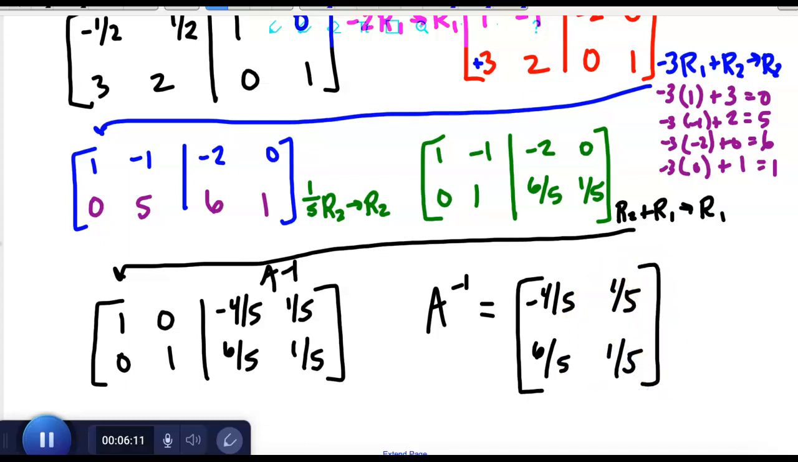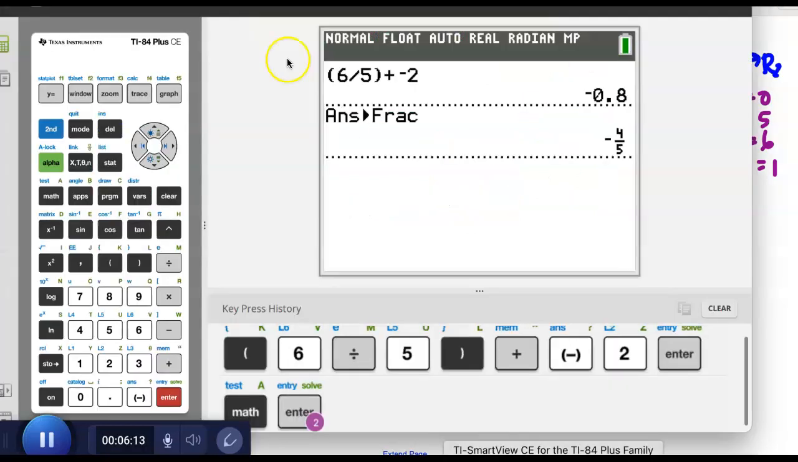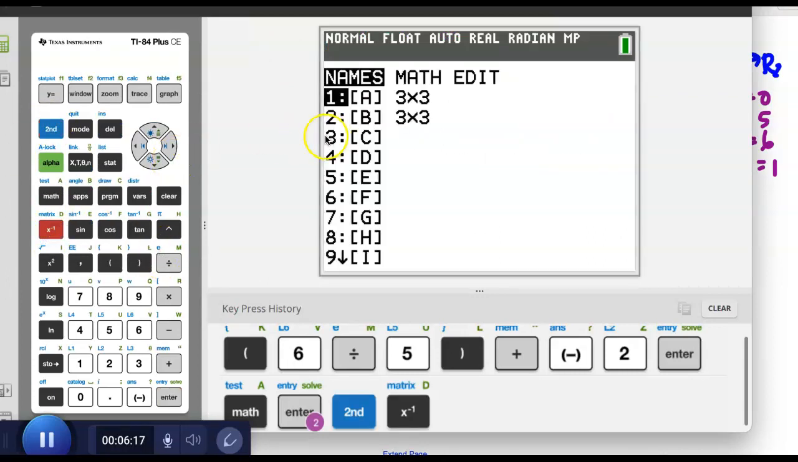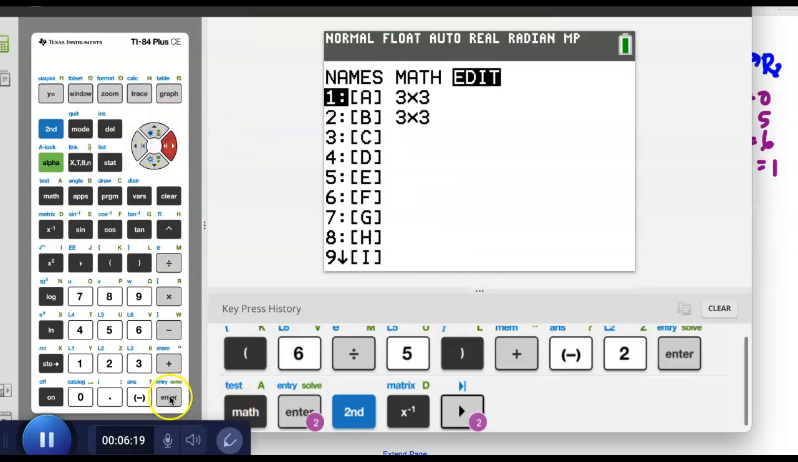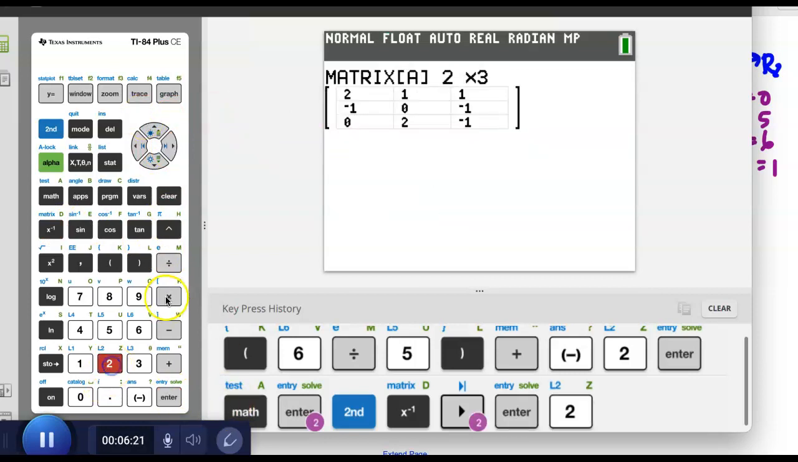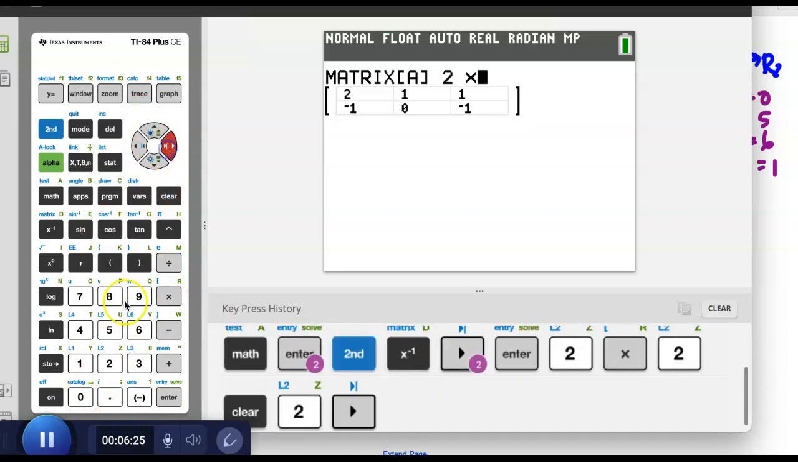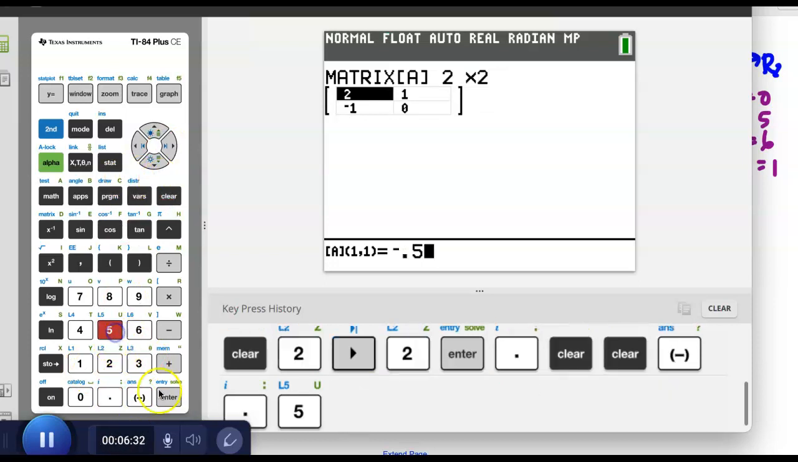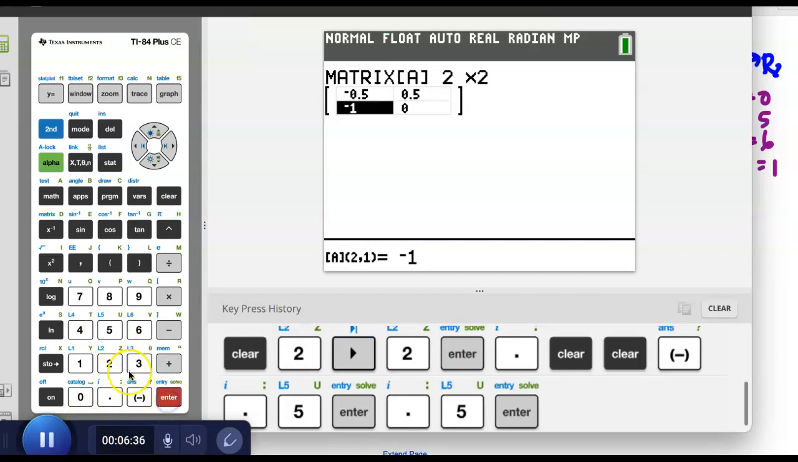And then you can put that in your calculator as well to check your work. So if I go to second x negative 1, I get a matrix. And I'm going to enter that 2 by 2. Oops. 2, 2. And we get negative 0.5, 0.5, 3, 2.